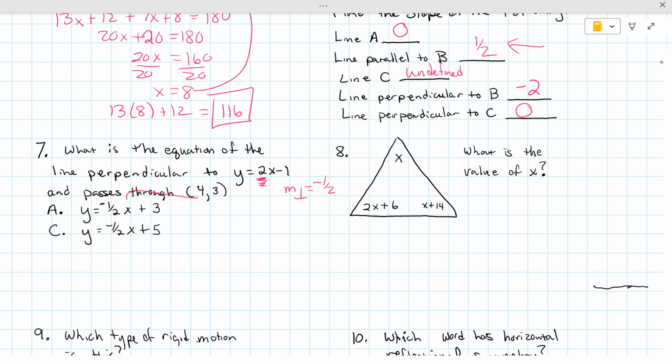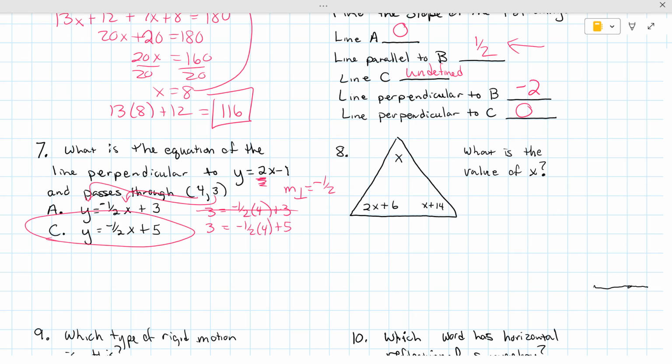So you stick 4 in for X, 3 in for Y. So is 3 equal to -1/2 of 4 plus 3? The answer is no. Is 3 equal to -1/2 of 4 plus 5? Yes, it is. So C is the answer.